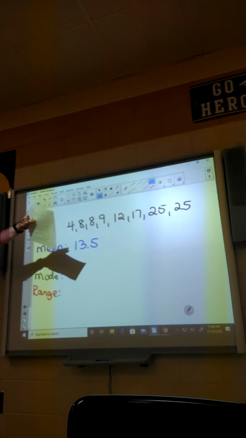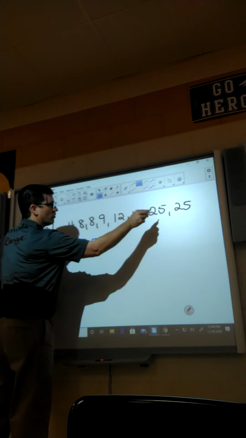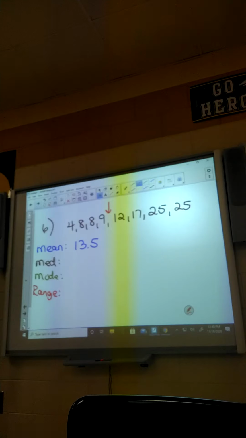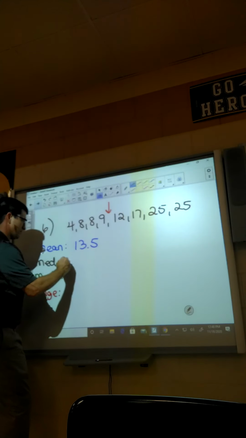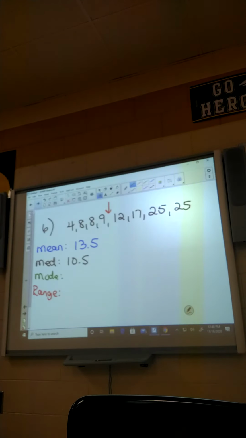So the median is the middle number. So which number's in the middle? 6.5. How'd you find that, MJ? 1, 2, 3, 4. 1, 2, 3, 4. Right there's the middle. She added them up, divide by 2. That's good. 10.5.